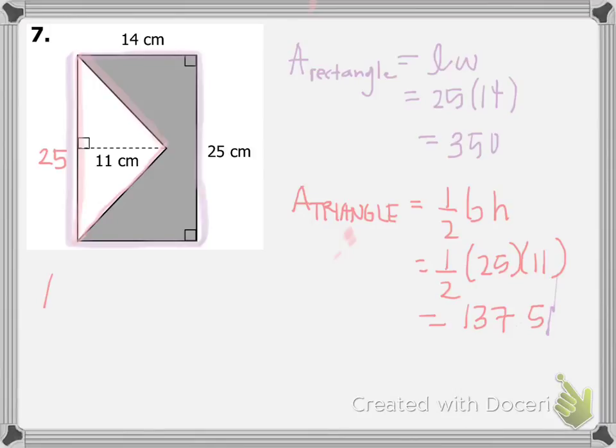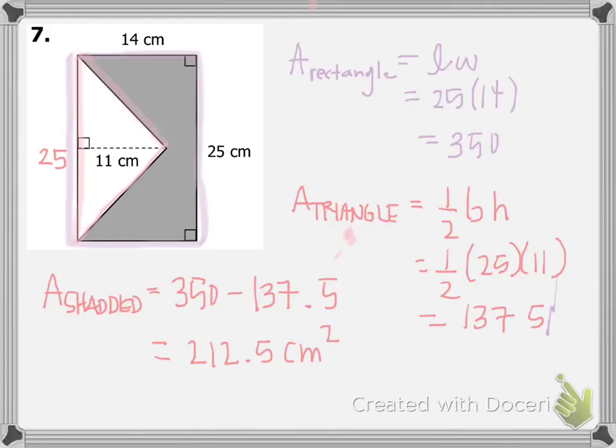So now I'm going to subtract those. So the area of the shaded will be 350 minus 137.5. So 350 minus that says 212.5. Make sure both of these are centimeters. Good. Alright, so basically you're just dividing your figure into figures that you know.